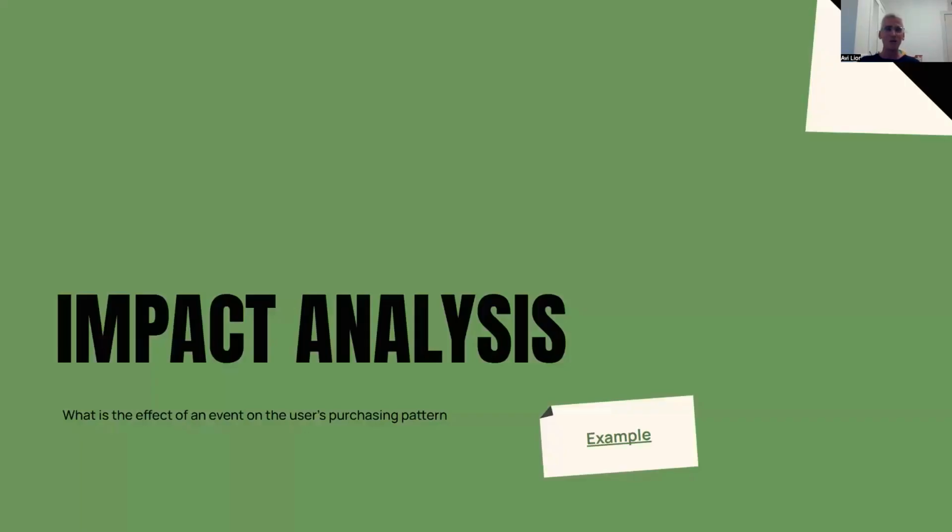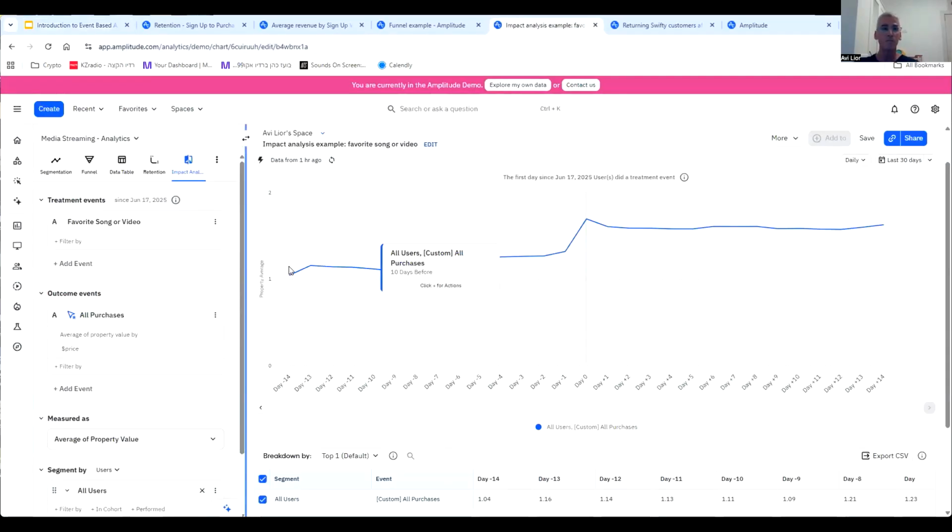Okay, so let's look at another example. And this is an impact analysis. Impact analysis is, I want to see the effect of a specific event on the user's purchasing pattern. And this is something that can be done like this. With the impact analysis chart, I choose a treatment event and I choose the outcome event. The outcome event is what I want to measure, and see the effect of the first time that each user did the treatment event.